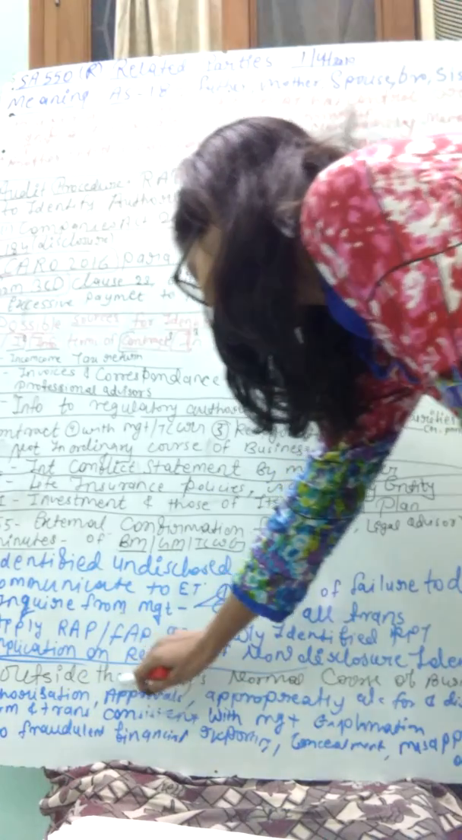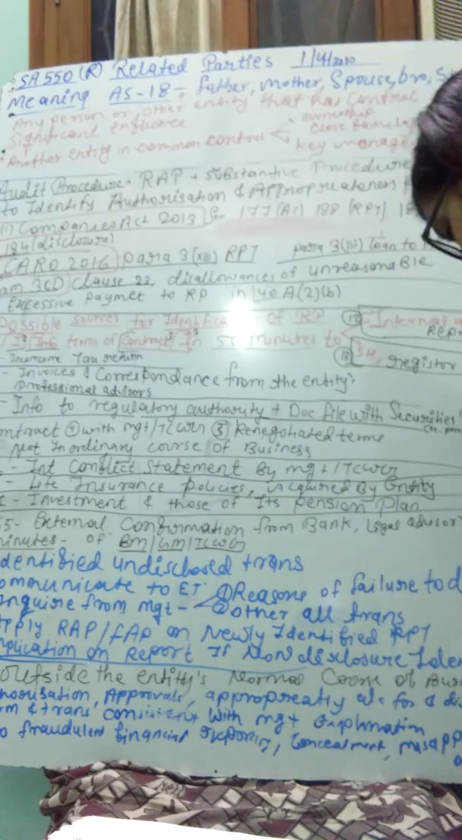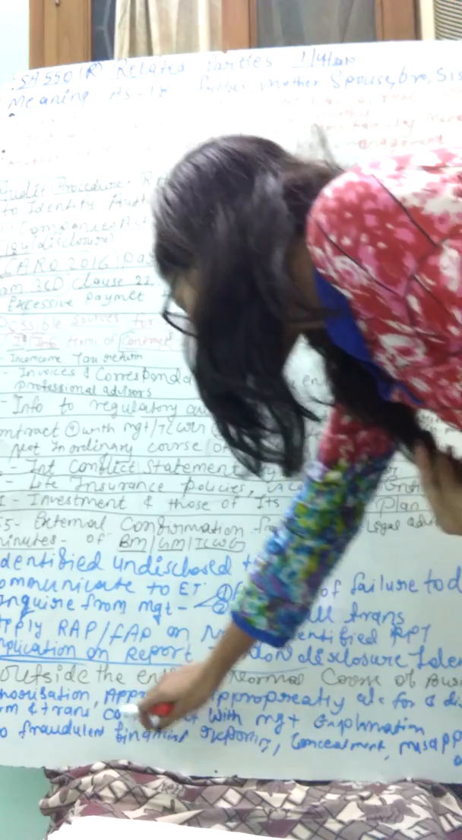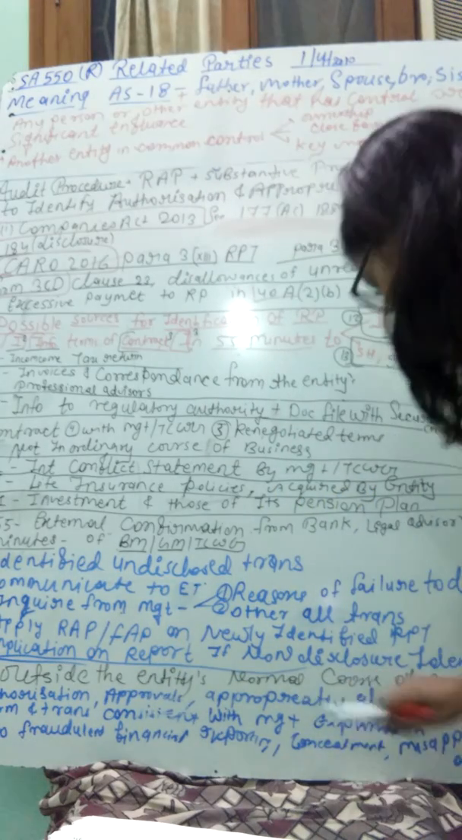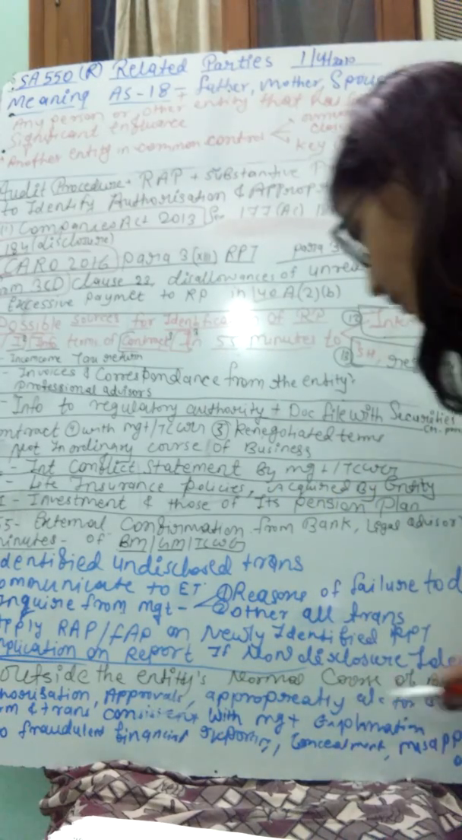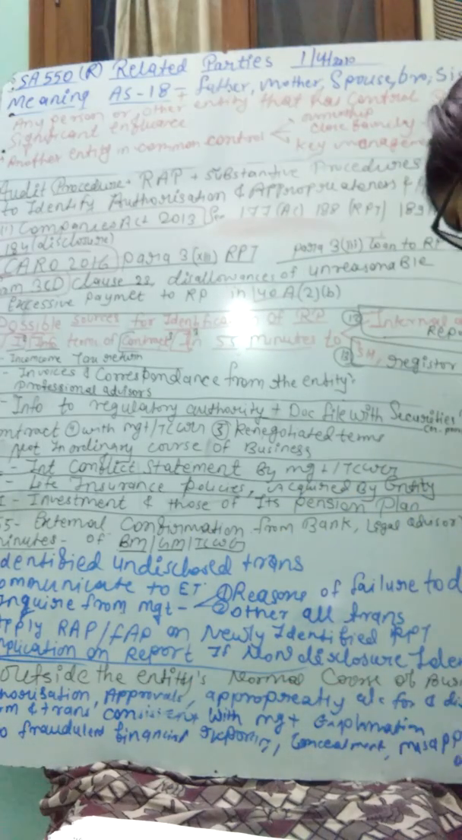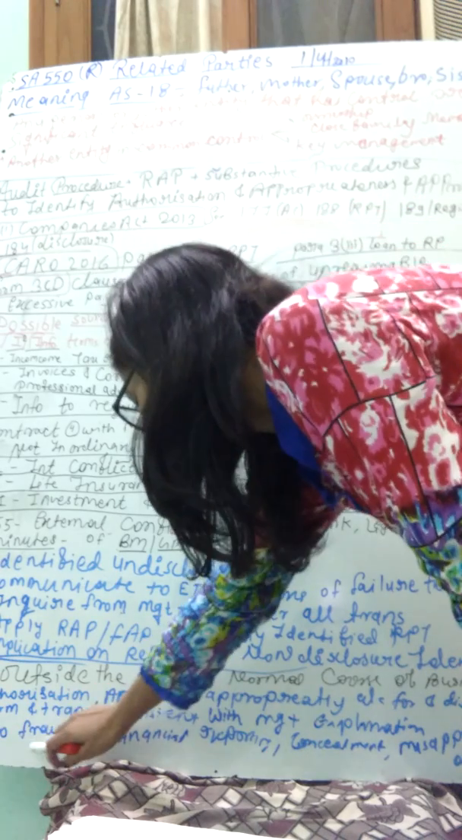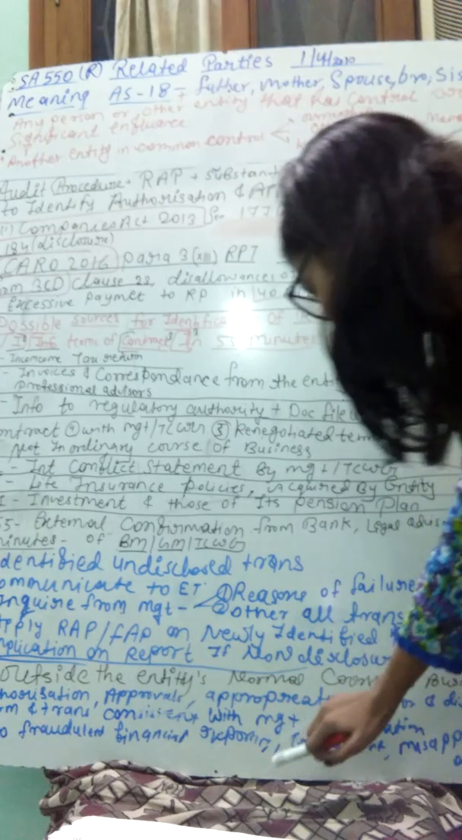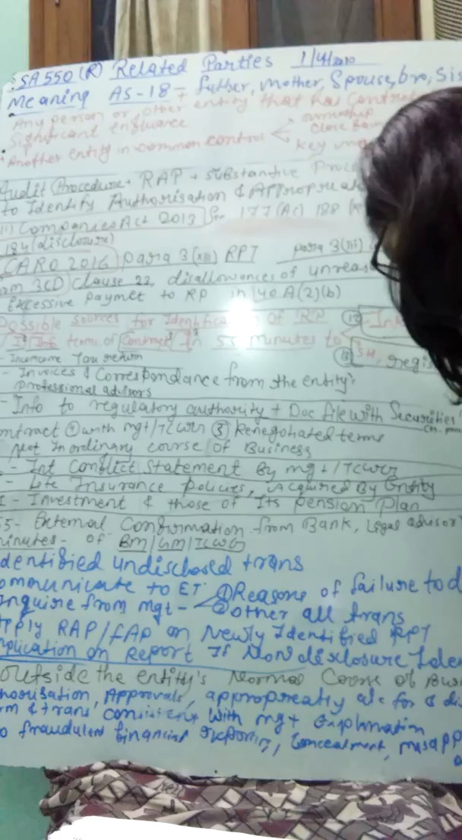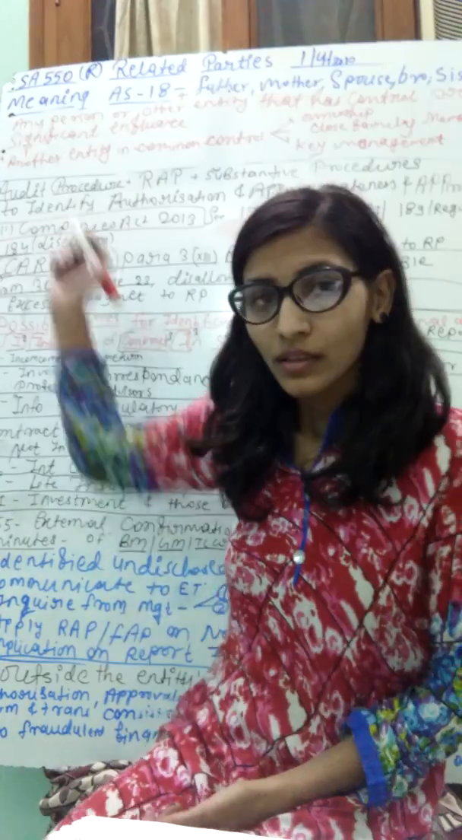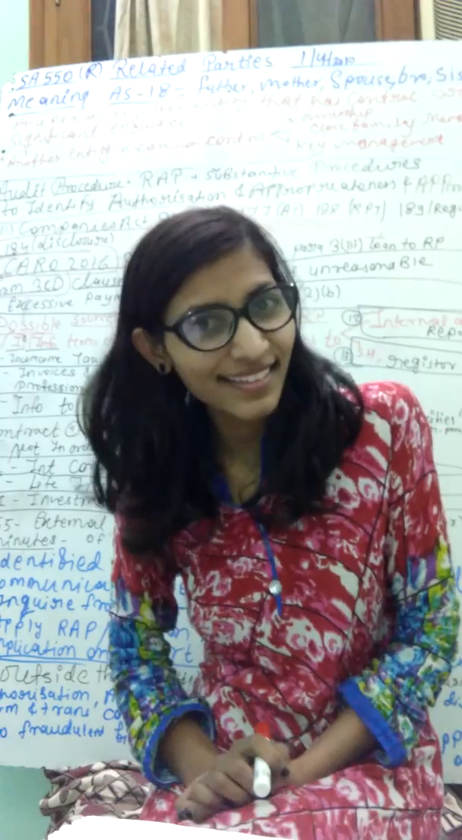Then for related party transaction outside the entity's normal course of business, you check the authorization, approvals, and appropriateness of the disclosures. Then you also check the terms of the contracts with the management. Then you should make sure that there is no fraudulent financial reporting or concealment of fact or misappropriation of asset. Okay, this is all about SA 550.